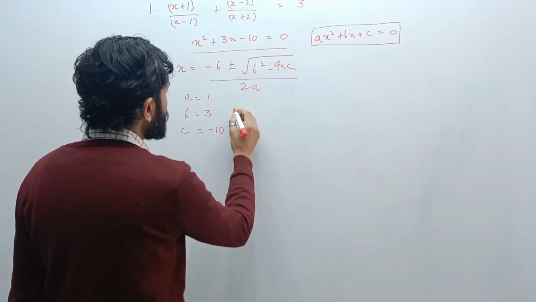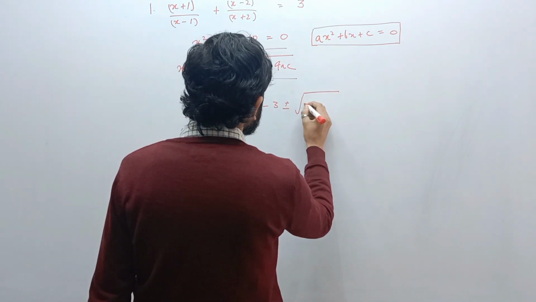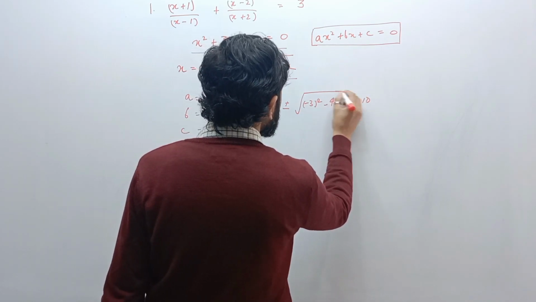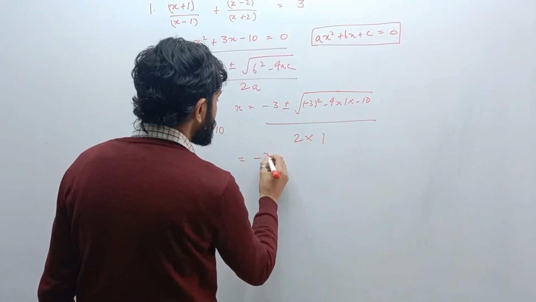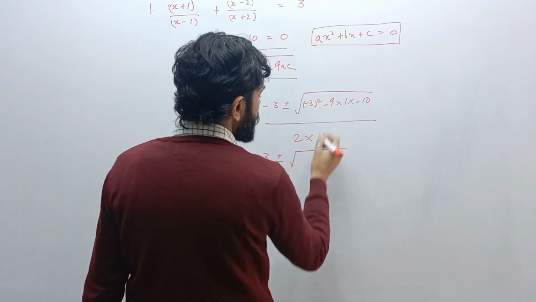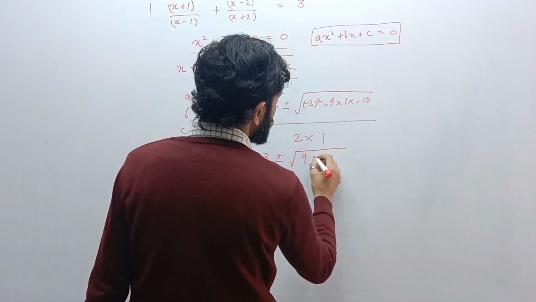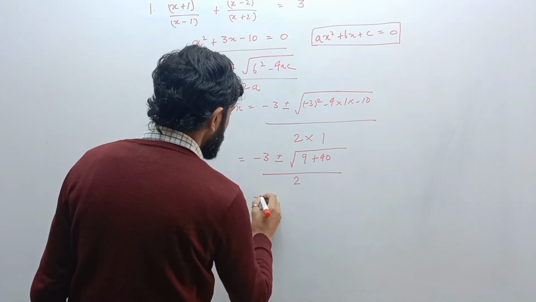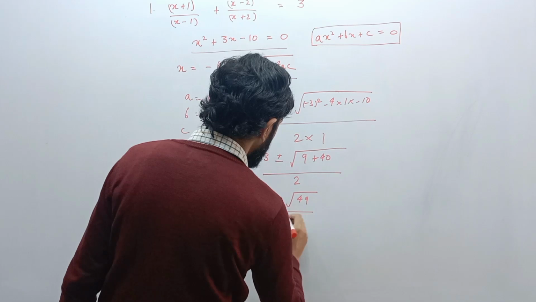Now applying in this formula, x becomes minus of 3 plus minus under root 3 square minus 4 into 1 into minus 10 upon 2 into 1. So it will be minus 3 plus minus under root 9 plus 40 upon 2, since minus 4 into 1 into minus 10 would be plus 40. So it would be minus 3 plus minus under root 49 upon 2.